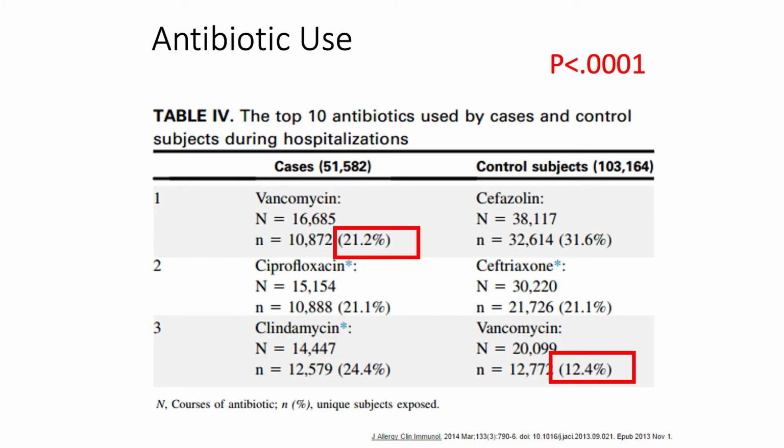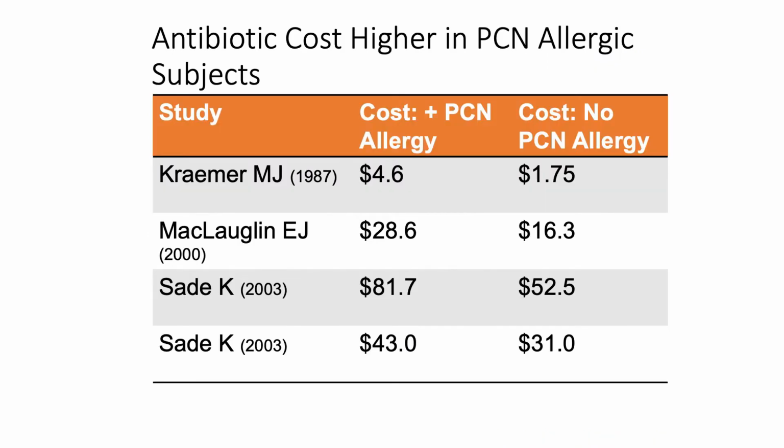Okay. They also looked at what drugs these patients got, and as you can see, the cases had vancomycin over 20% compared to 12% in the control subjects, and cefazolin was used a lot more in our control subjects, and we all know that's a better drug for a lot of things. And then there's been a lot of studies that have looked at, does it cost more? And it does. Basically, just having penicillin allergy in your chart costs the healthcare system a lot more money.